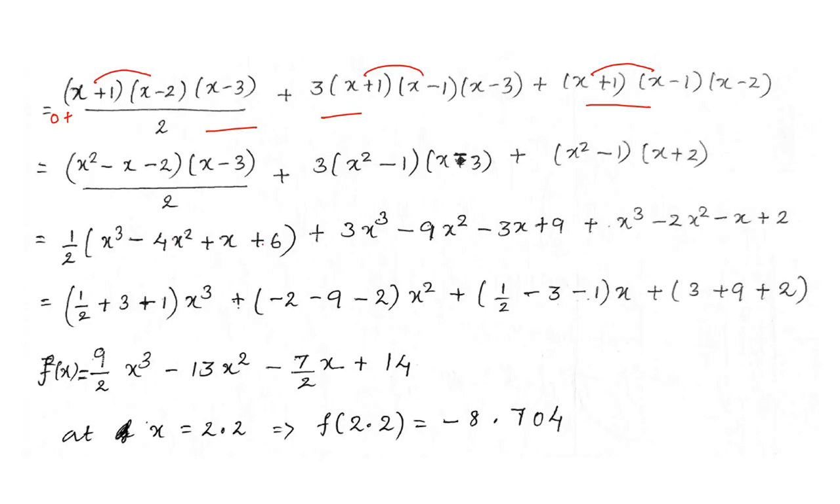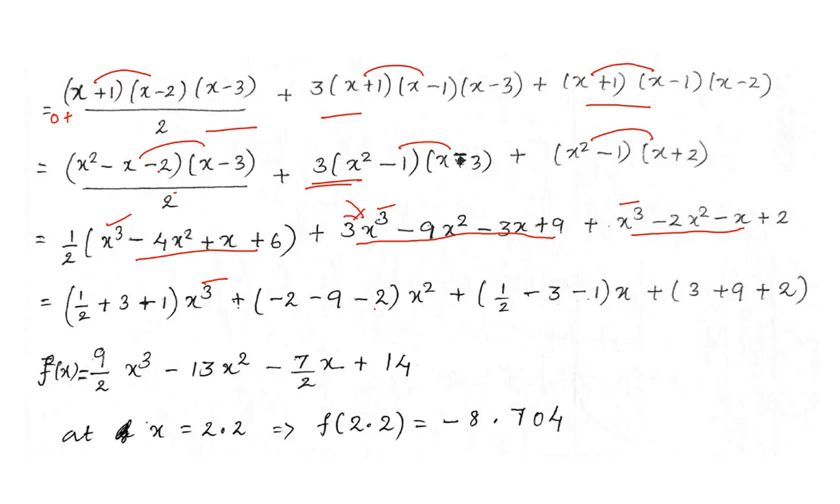Then I have expanded these two terms. I got this expression. Here I have multiplied with a constant, and here I have multiplied by 3. Then I am collecting the x cube term first. The coefficient of x cube is 1 by 2 plus 3 plus 1 times x cube.